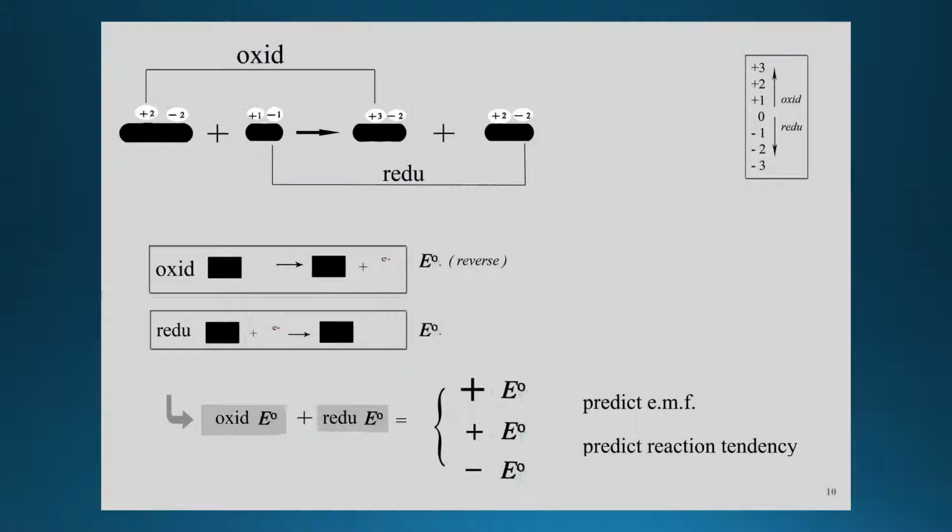Then you can predict the reaction. Is it a strong reaction, slow reaction, or no reaction? So now we're going to focus on how we allocate this charge number, so that we can split an oxidation and reduction.